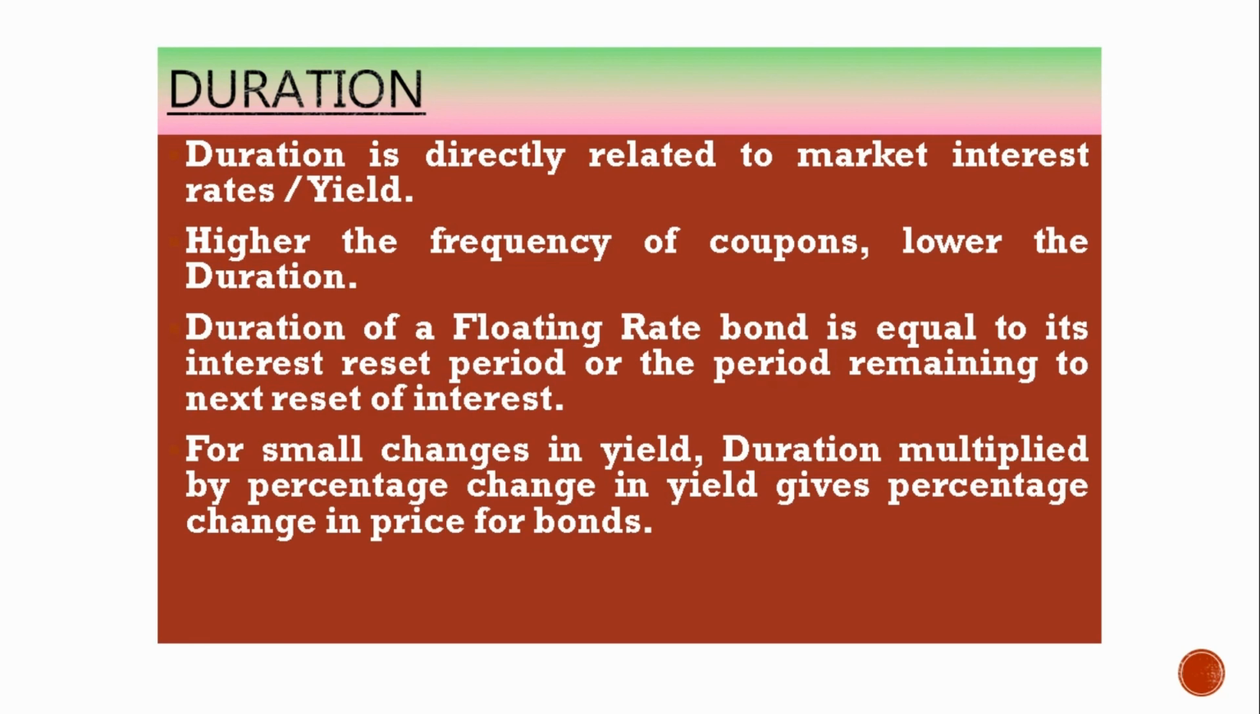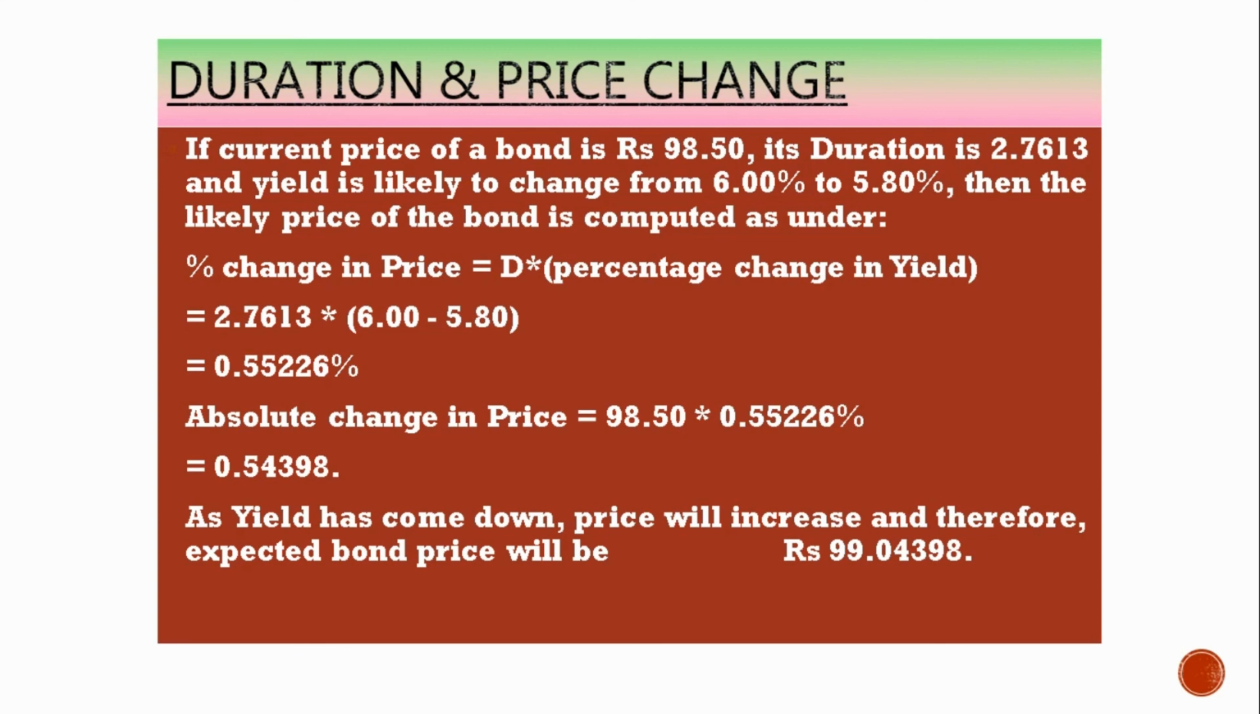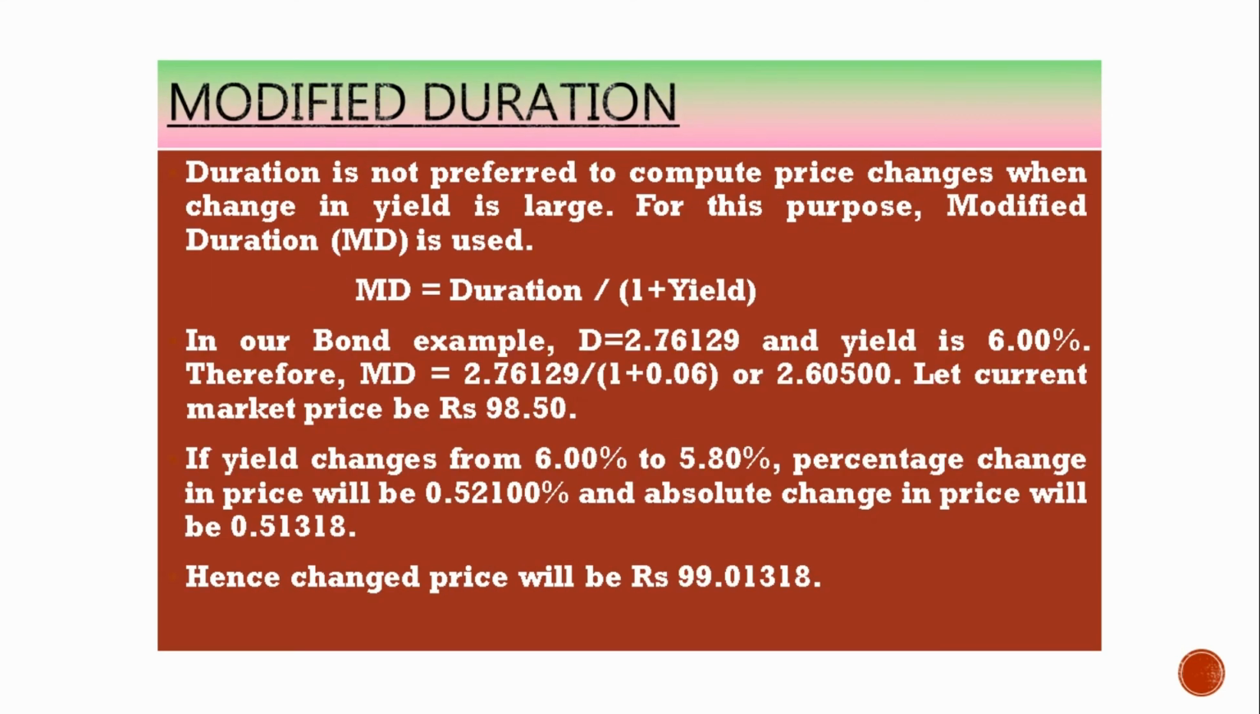Duration of a floating rate bond is equal to its interest reset period, that is, the period remaining to the next reset of the interest. For small changes in yield, duration multiplied by percentage change in yield gives percentage change in price for bonds. So if the current price of a bond is 98.50, its duration is 2.76 and yield is likely to change from 6% to 5.8%, then the likely price of the bond is computed as under.